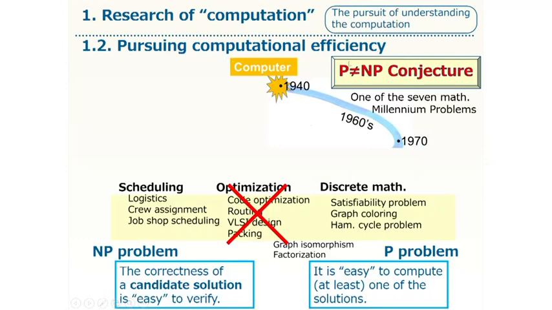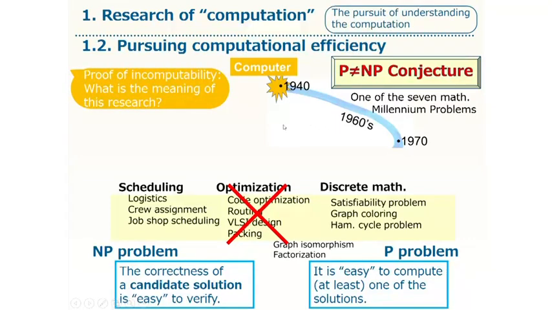Since the discovery of Cook and Levin, the P not equal NP conjecture has been investigated in depth. And this research area, which is called computational complexity theory, is one of the main fields of research of computation.